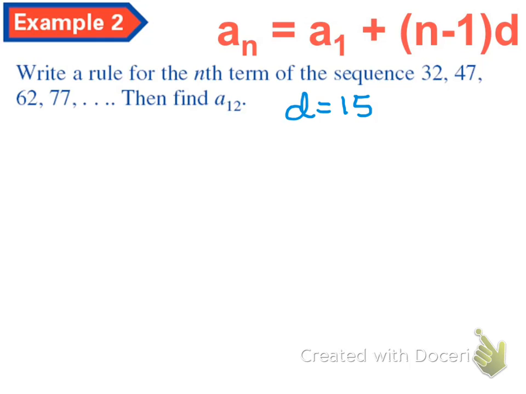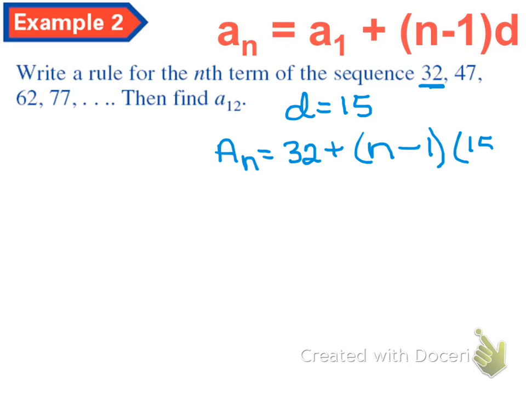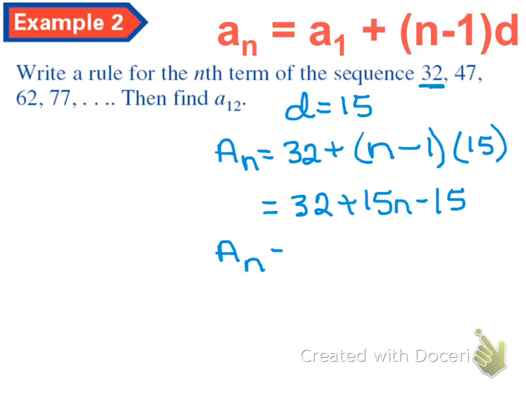So now we can write the rule. Any term would be equal to the first term plus n minus 1 times the common difference of 15. Now you don't want to leave the rule like this. You want to simplify it. Use your distributive property. Put like terms together so that we have the rule: any term would be equal to 17 plus 15 times n.